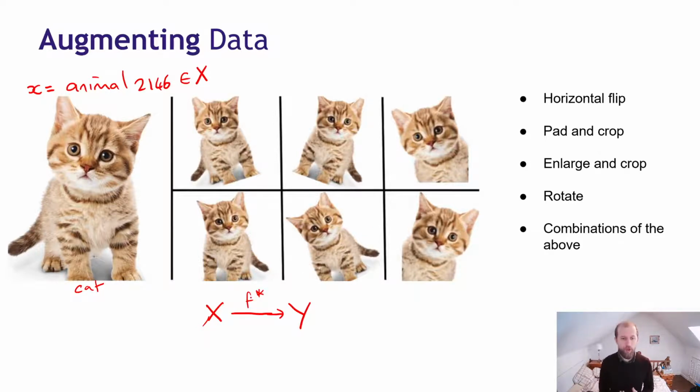And we train a neural network F that is going to be as close to F star as possible. So this F is going to be the neural network that we're trying to train. And all you will do is, with these additional samples, they will all have the label cat. So you can just add all of these additional animal 2146 underscore 1 underscore 2 underscore 3, and you give all of these images the exact same label, and then you can just put them all into your data set.